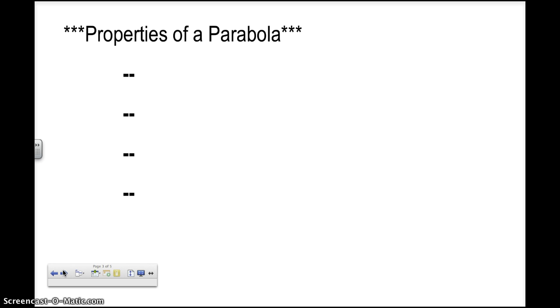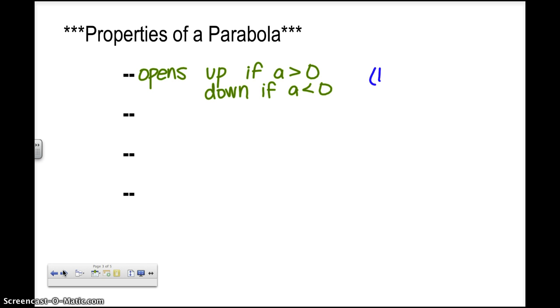Because there are some good properties of a parabola. The first one is this. The parabola opens up if a is greater than 0. It opens down if a is less than 0. If a equals 0, it wipes out that x squared and it's a line. The graph will be a regular old line. So boo-hoo, we don't want that.